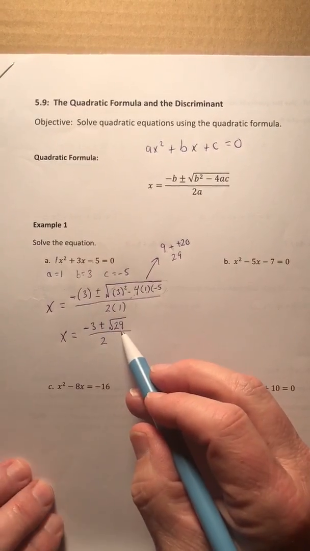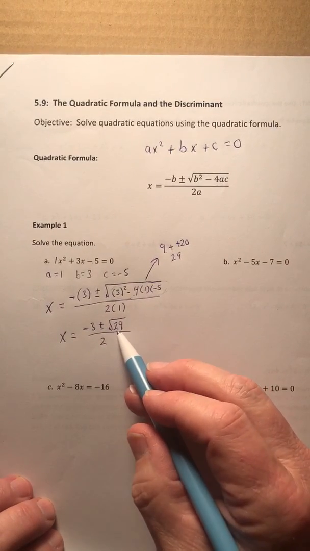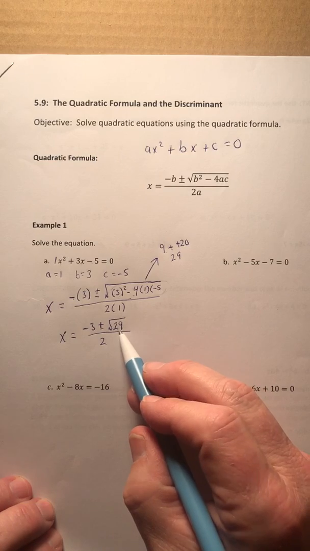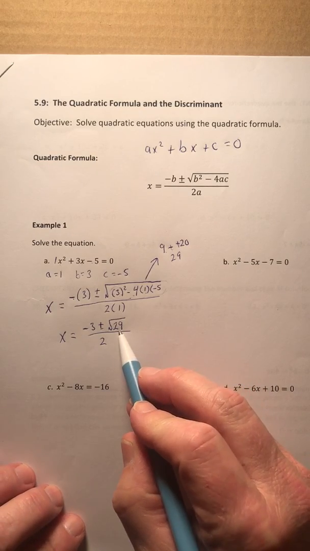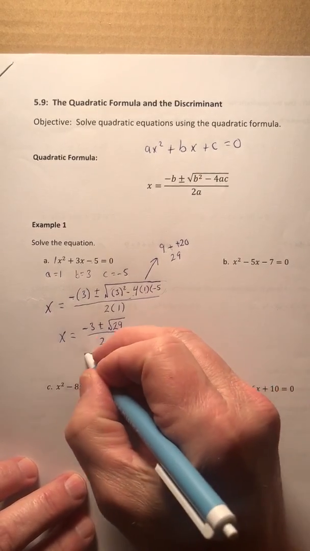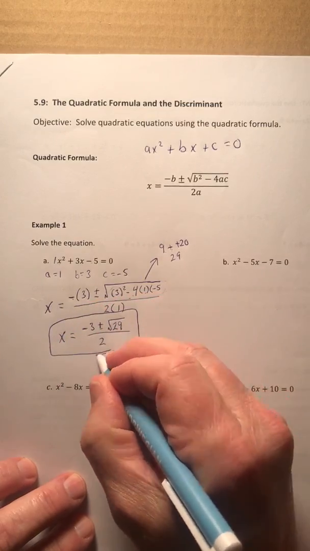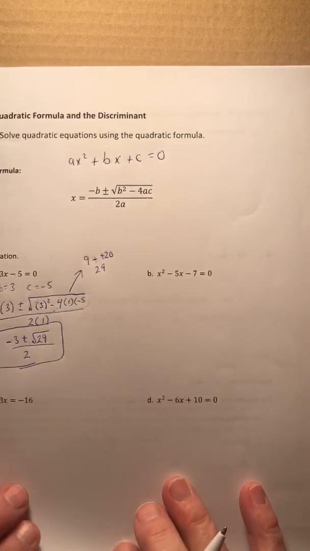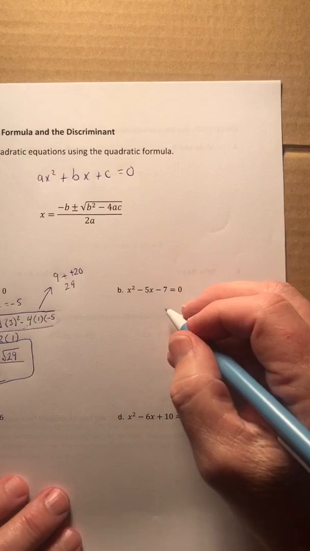Now, 29 is not a perfect square, so we can't really figure out what this is. And it doesn't have any perfect square factors, so we don't have to simplify it. So we can just leave our answer just like that. Okay? All right.